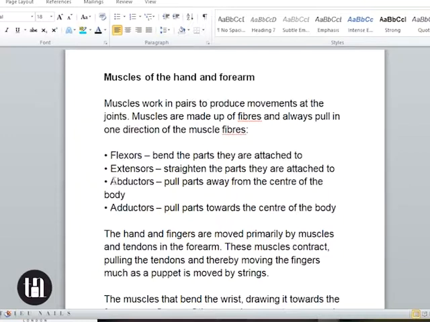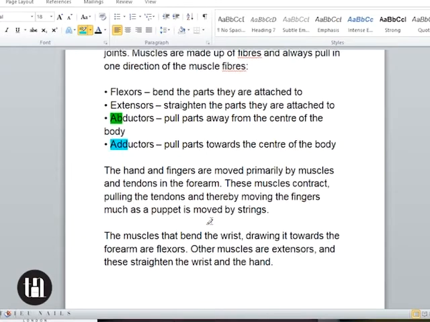So remember they work together, flexors and extensors. And remember I went through and I highlighted abductors and adductors. So we're going to go through why they're different. So abductor, highlight a different color. So abductors pull away from the center of the body. Adductors pull parts towards the center of the body.